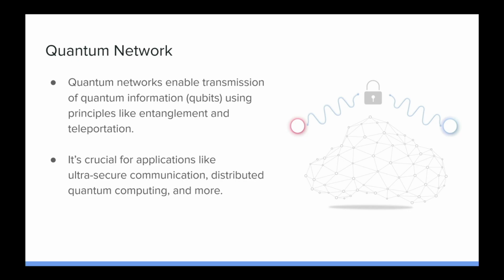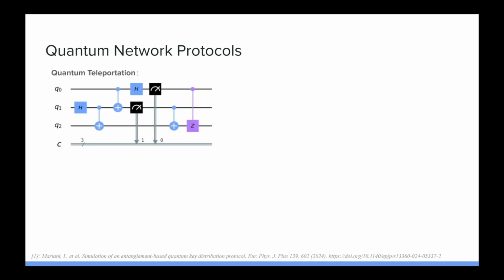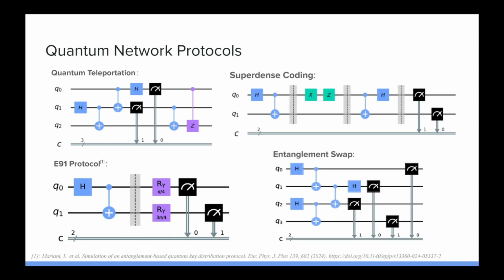So how are we going to build a quantum network? Similar to classical networks, researchers have developed quantum network protocols, such as quantum teleportation, superdense coding, quantum key distribution, and entanglement swapping for long-distance communication. Here are the circuits that simulate those protocols. By just taking a look at those circuits, you may say it's not that intuitive, especially for people who don't have much quantum background to understand what these protocols are doing and what the difference between those protocols is.